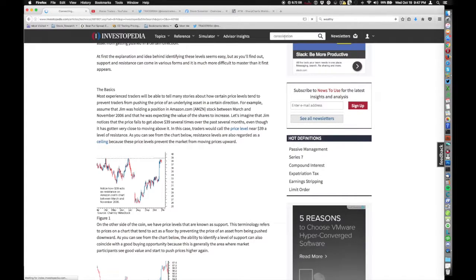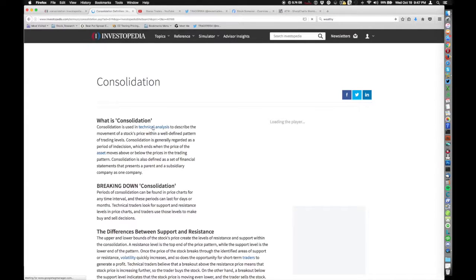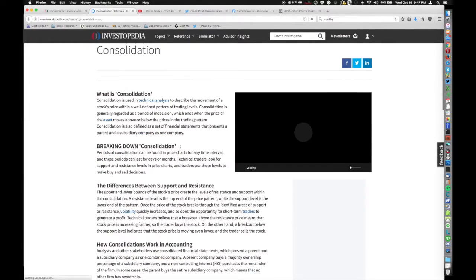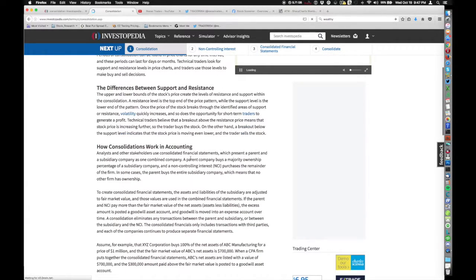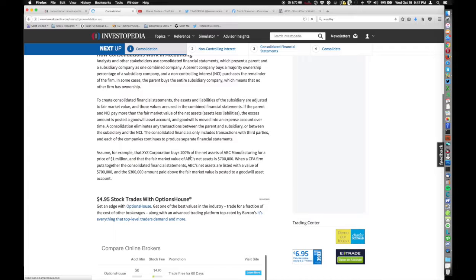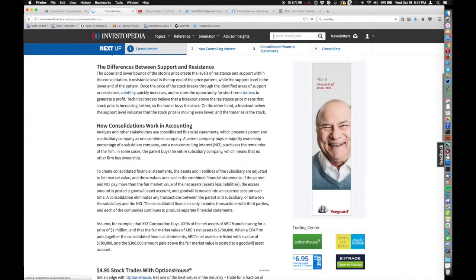All right, consolidation. So, consolidation is the difference between support and resistance. And that's just how it works. The definitions are here. You can look that up at your earliest or latest convenience.